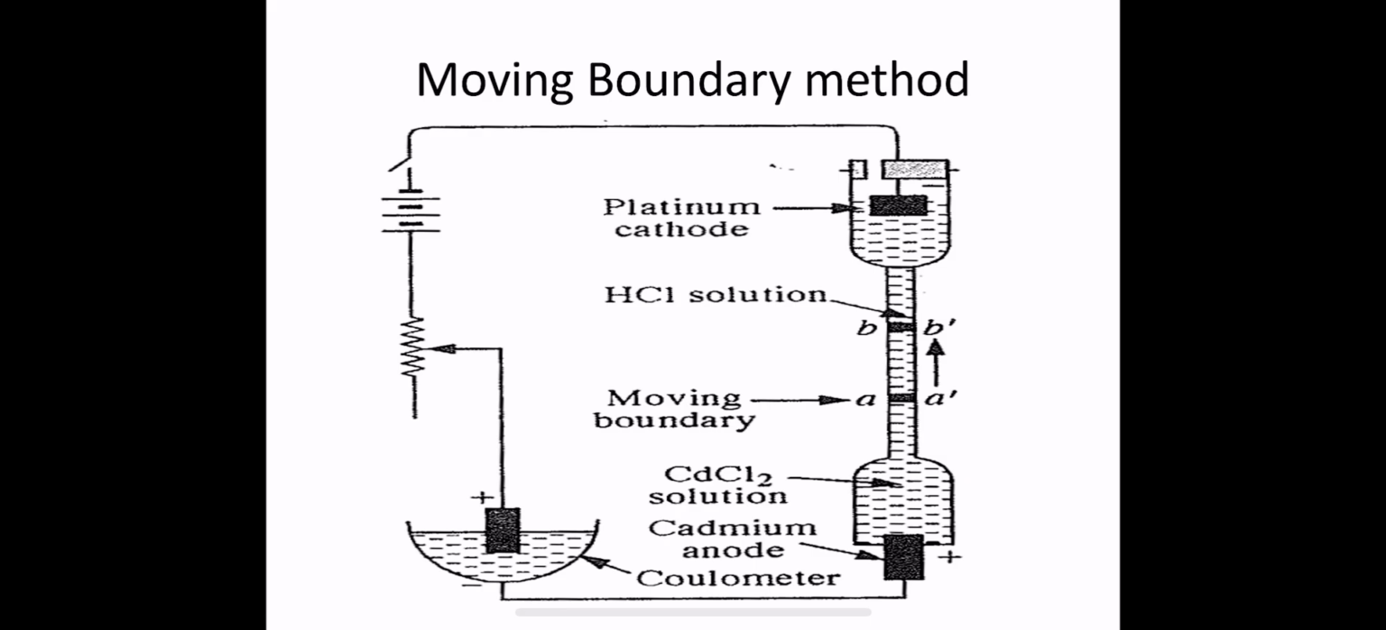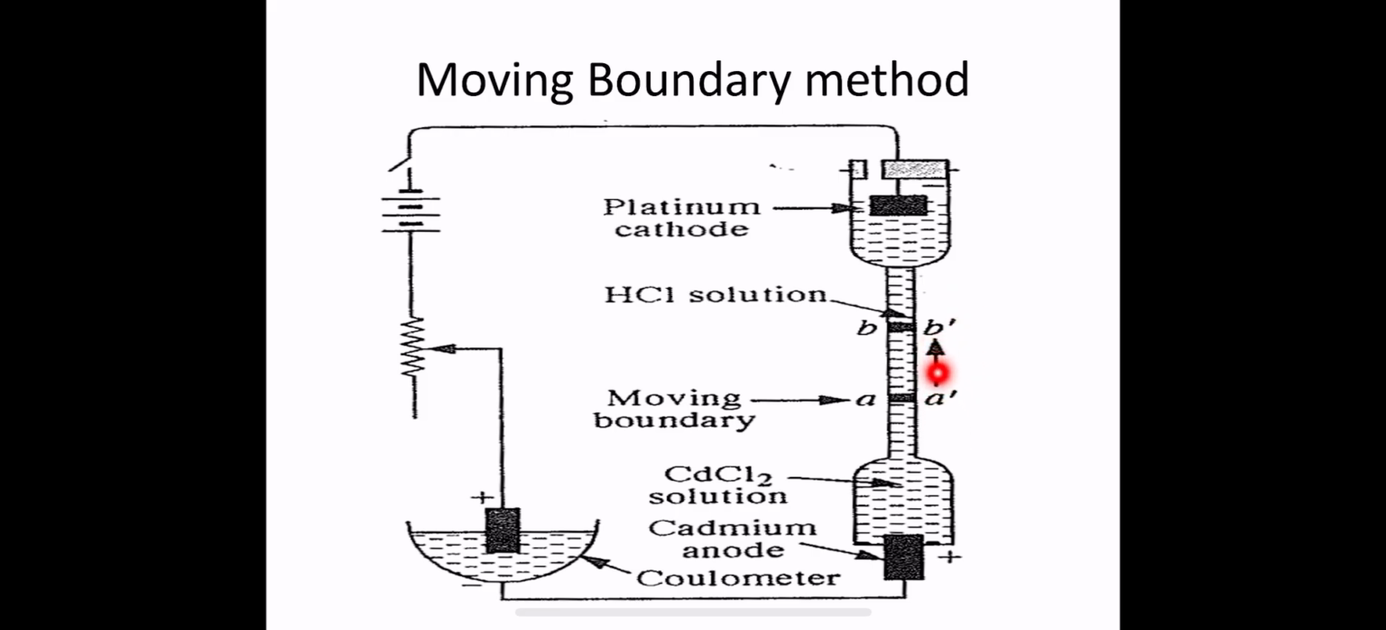When a small current is made to flow through the conductivity cell, the chloride ions move towards the anode, while hydrogen ions move towards the cathode. The cadmium ions will move towards the cathode. The moving boundary, or the boundary separating the two solutions, also moves upward as indicated by an arrow in this figure. So this boundary, formed between the hydrochloric acid solution and the cadmium chloride solution, is going to move upward.